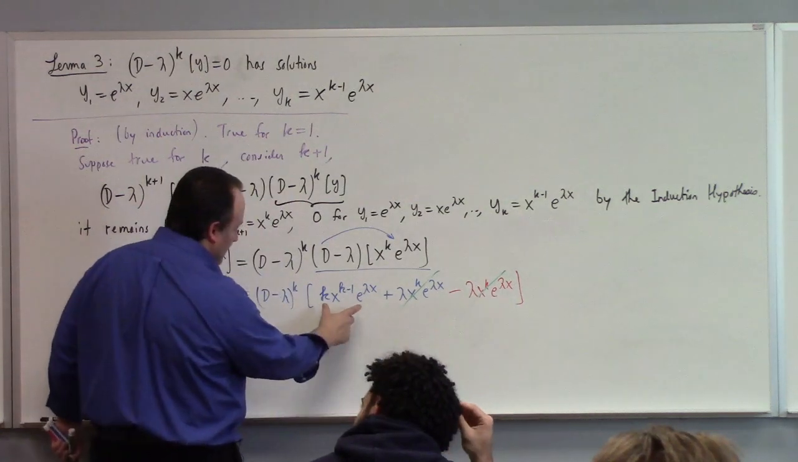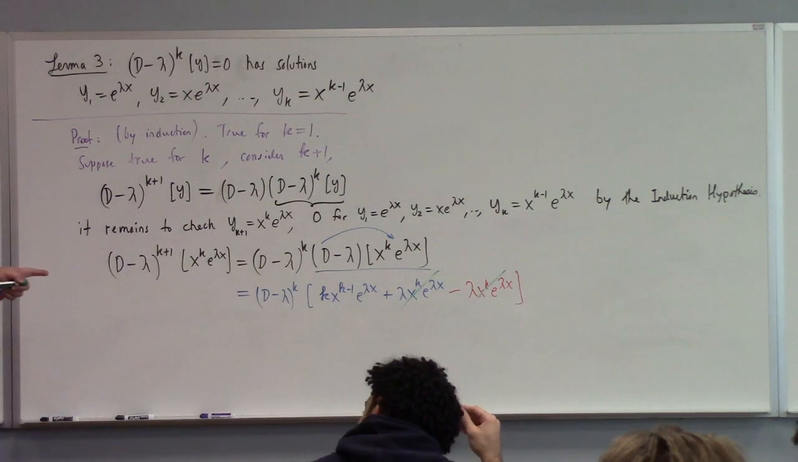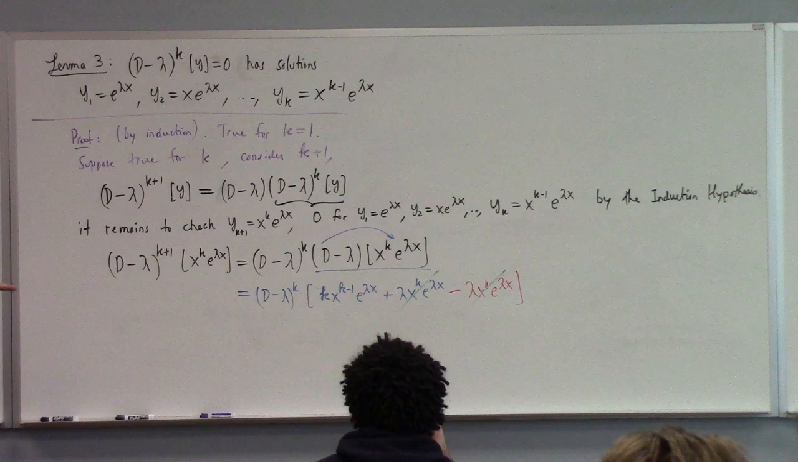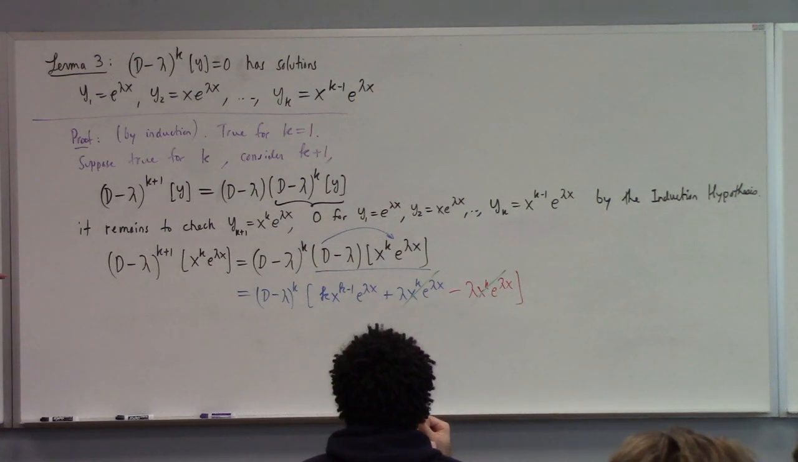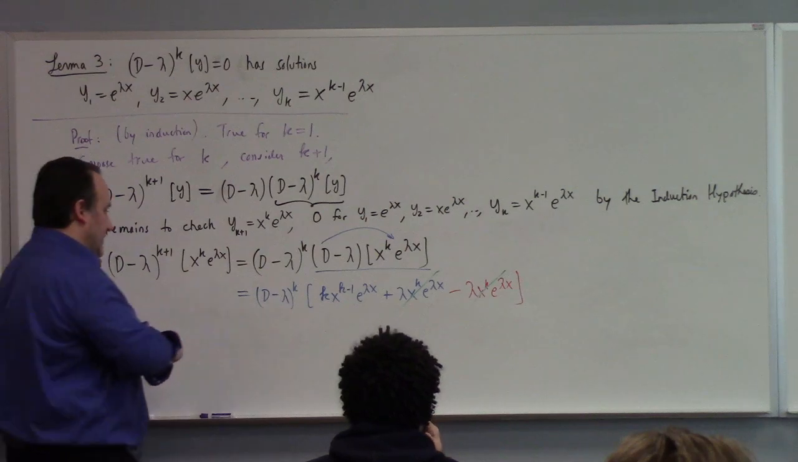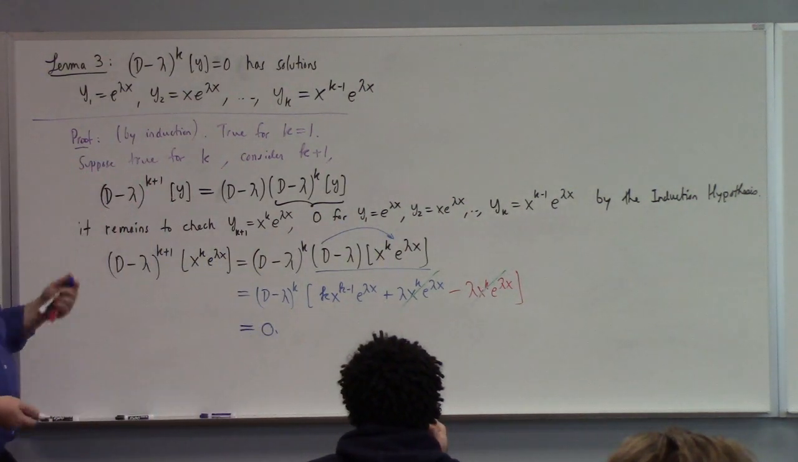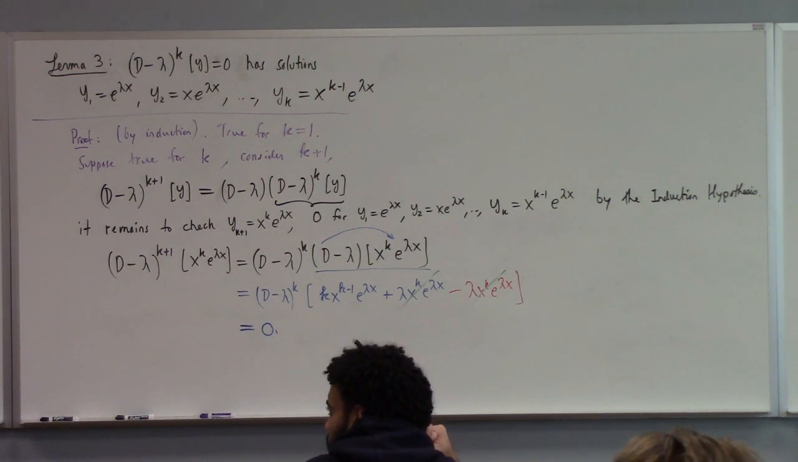Let's see here. So, what we got? What do you know about that? We already know that is 0 by the induction hypothesis, because that is the kth solution times the number k. So we already know that that's 0 by the induction hypothesis. So this is equal to 0, and through the magic of induction, we now have a solution to the case that we have a k-fold repeated root.